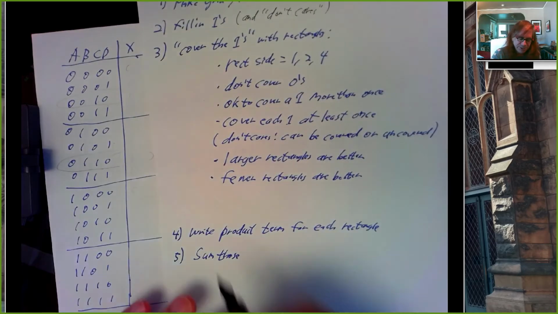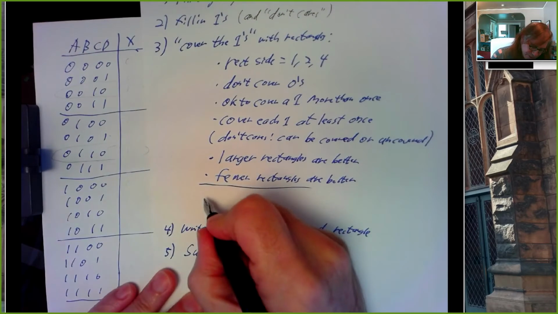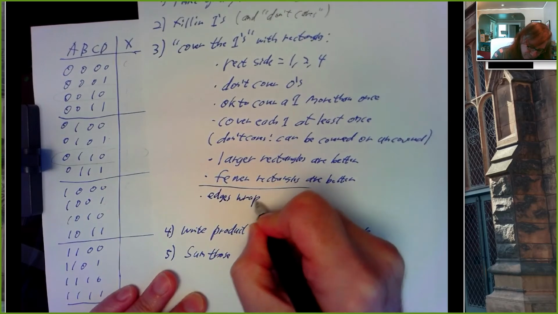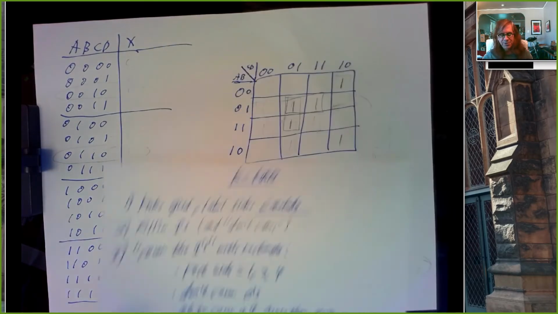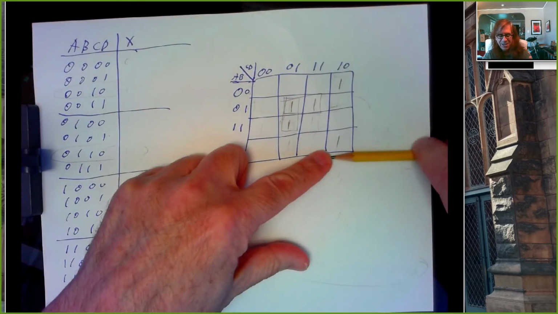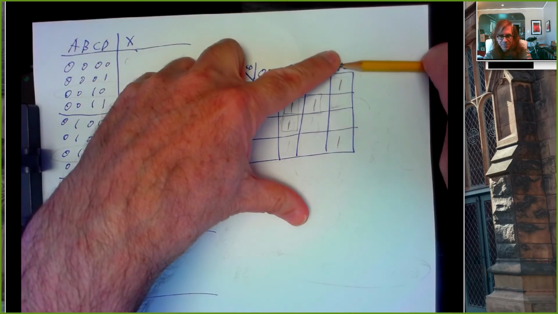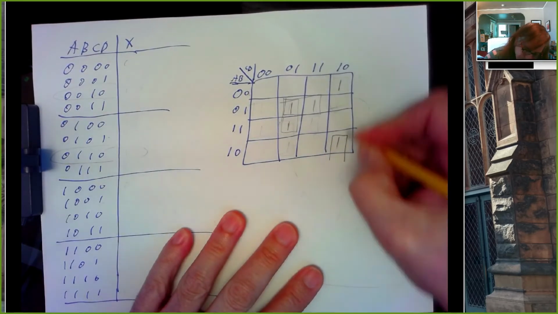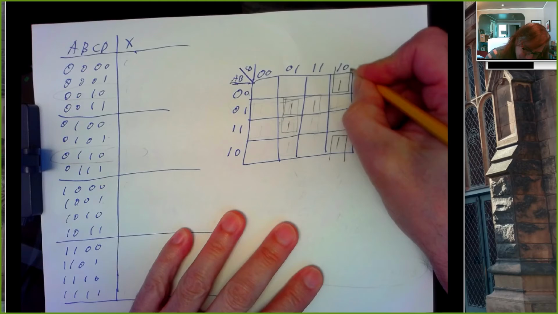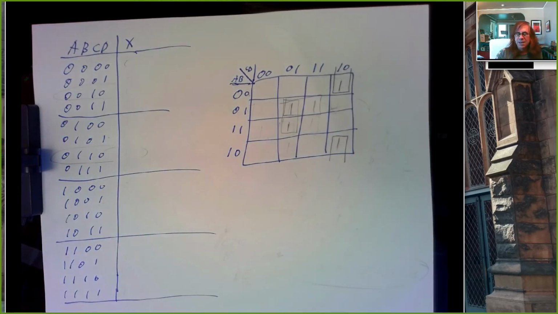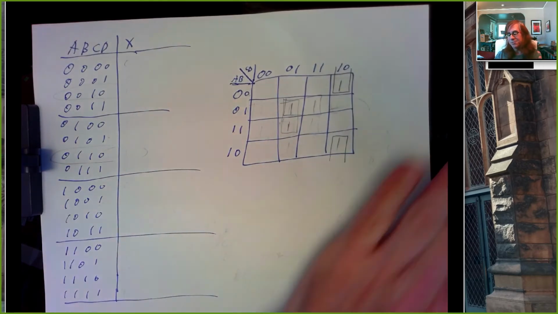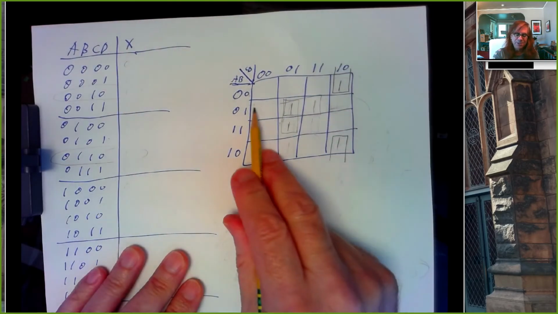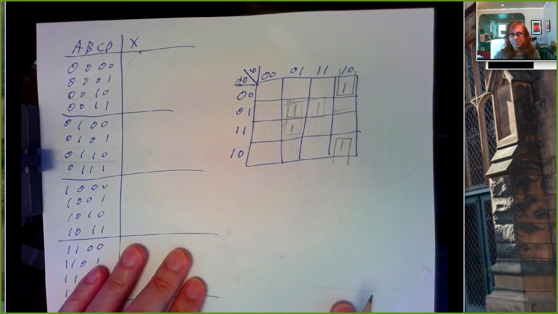Okay, so there's an extra rule, which is edges wrap. So this is like playing Asteroids, right? This bottom edge is connected to the top edge, which means we can actually do a 2 by 1 rectangle that looks like this. And that's going to be fewer rectangles. It's going to be a bigger rectangle. So your edges wrap on top and bottom. Your edges wrap on left and right.